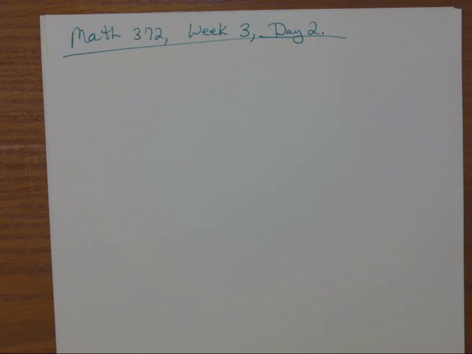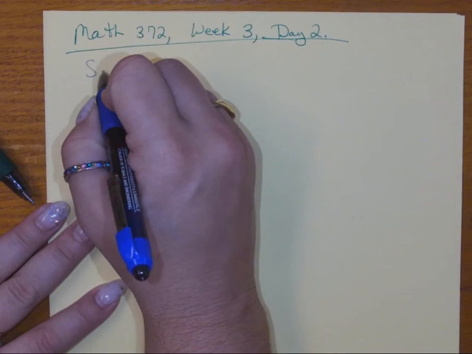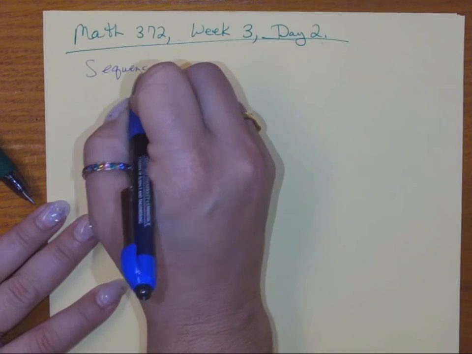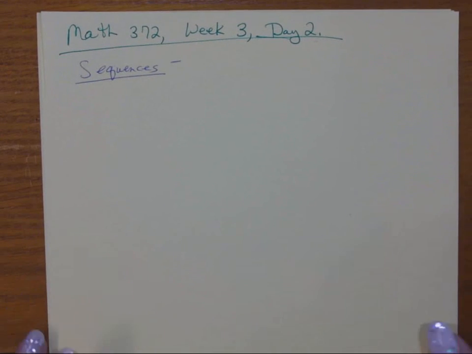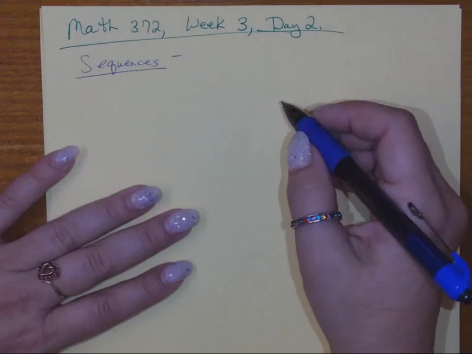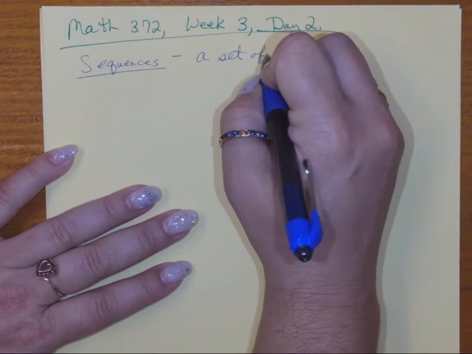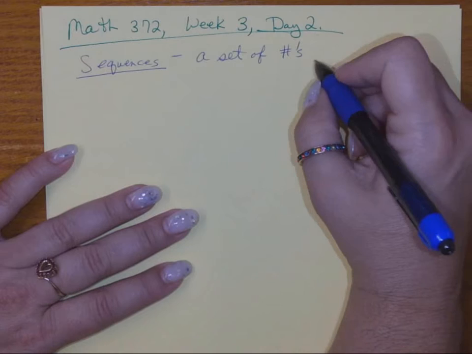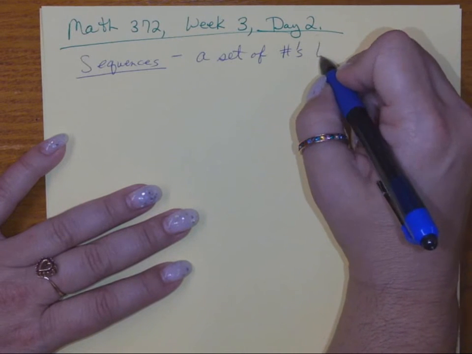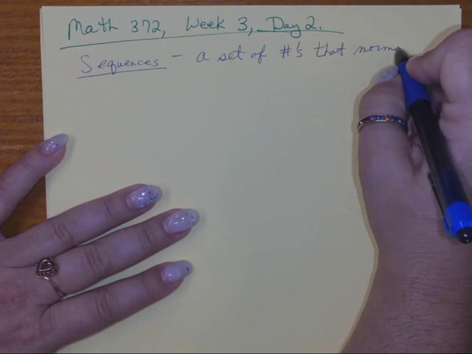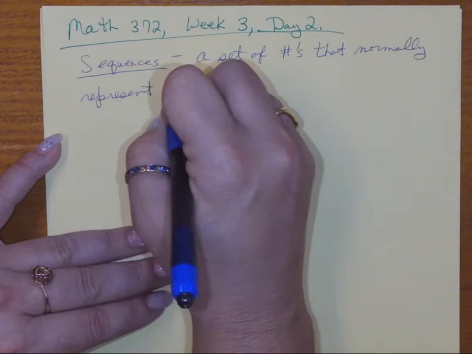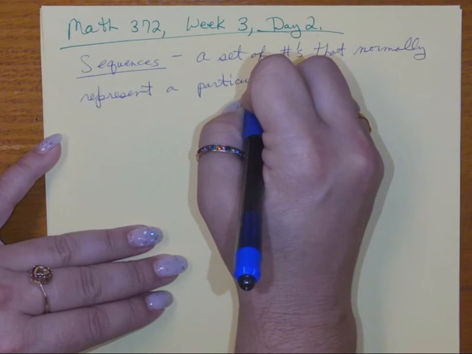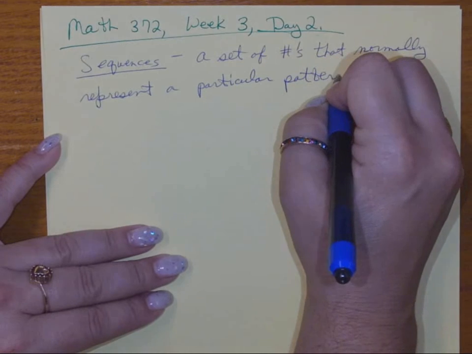Okay, so here we are, week 3, day 2, and we need to talk about sequences. So just to get us going with sequences, can you come up with a little definition for what that is? Basically, it's a set of numbers, and normally they're divided by commas, and normally represent a particular pattern. Okay, so a sequence of numbers.